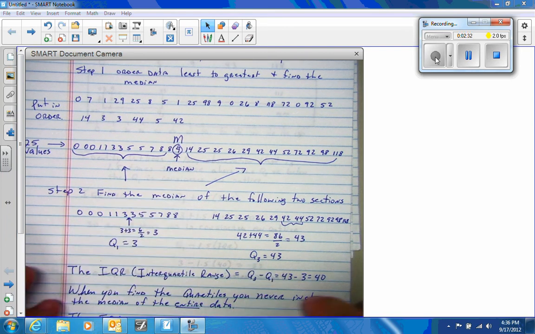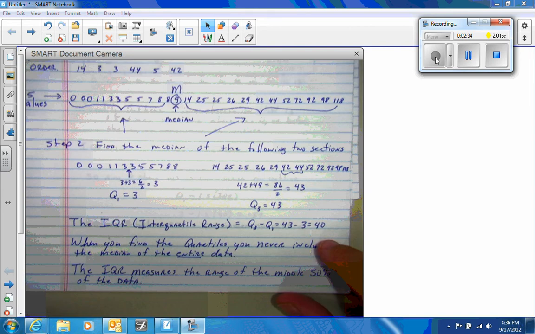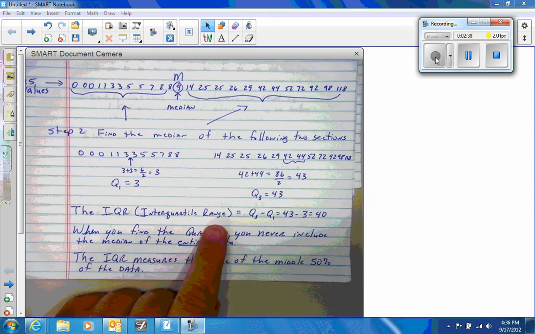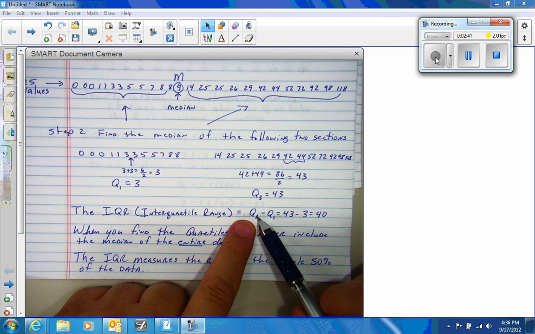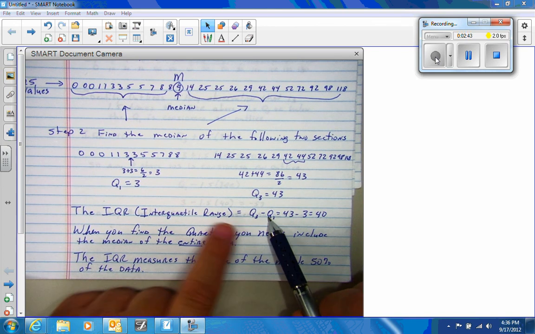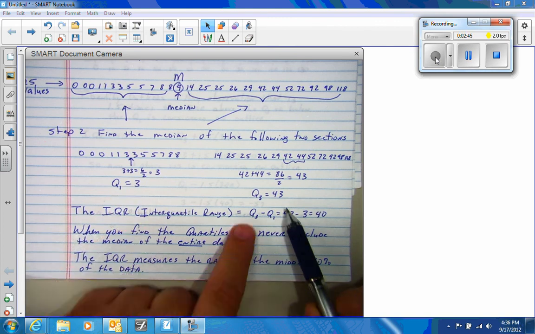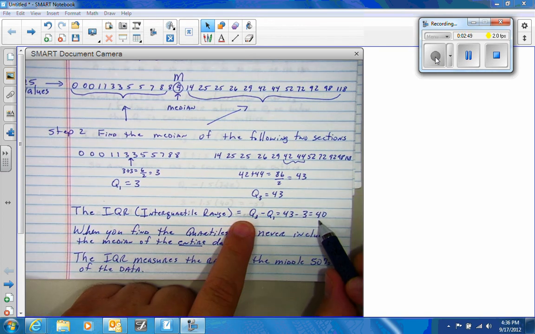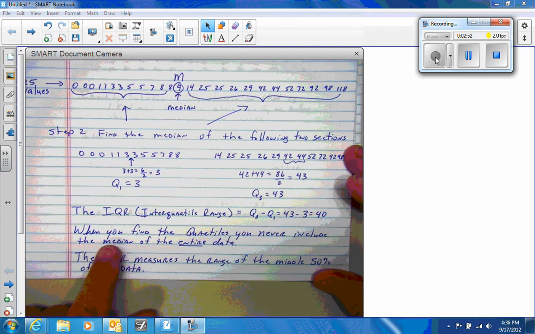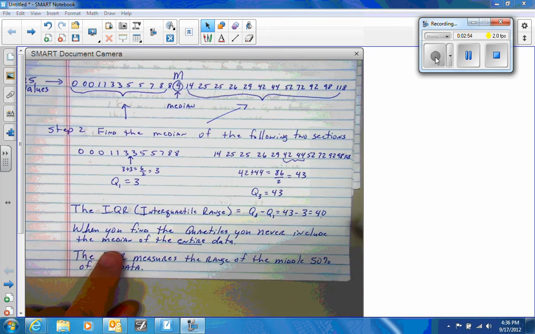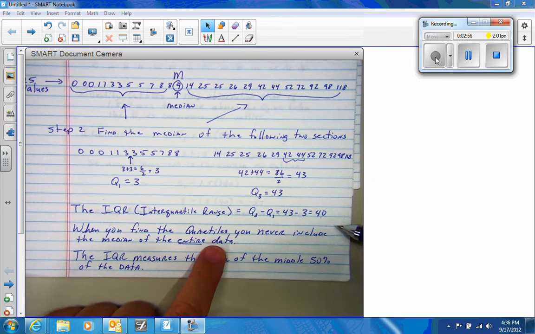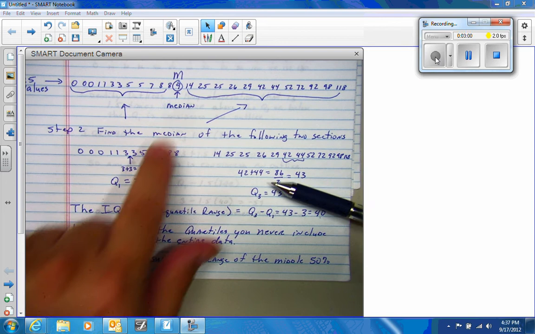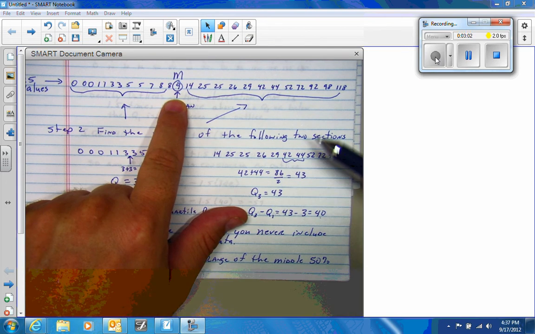All right? Now, there's a thing called the IQR. This is called the interquartile range. What this does is you take your Q3 and subtract your Q1. In this case, Q3 is 43, subtract your Q1, which is 3, and you get a range of 40. When you find the quartiles, you never include the median of the entire data. So going back up to here, when we find the Q3 and Q1, you never, ever, ever include the median.